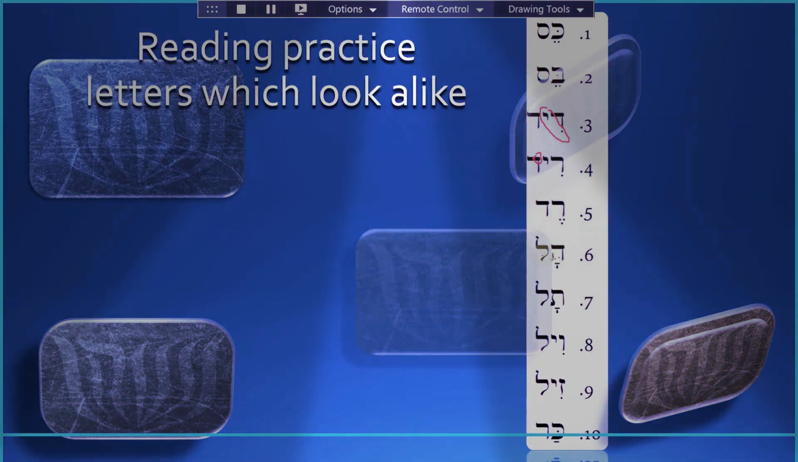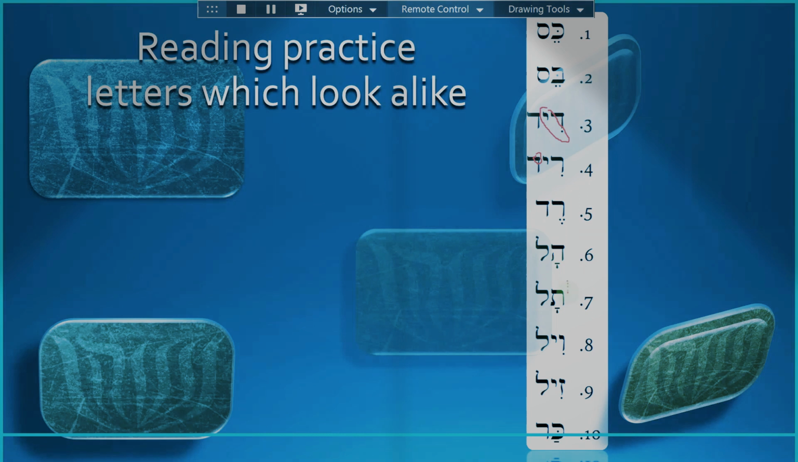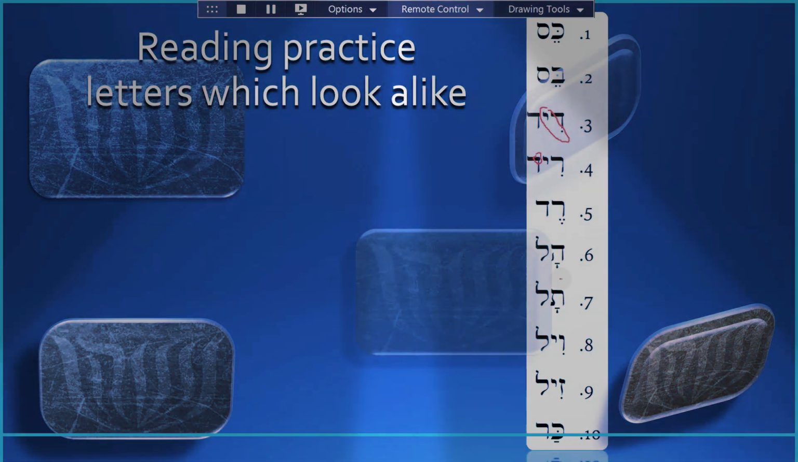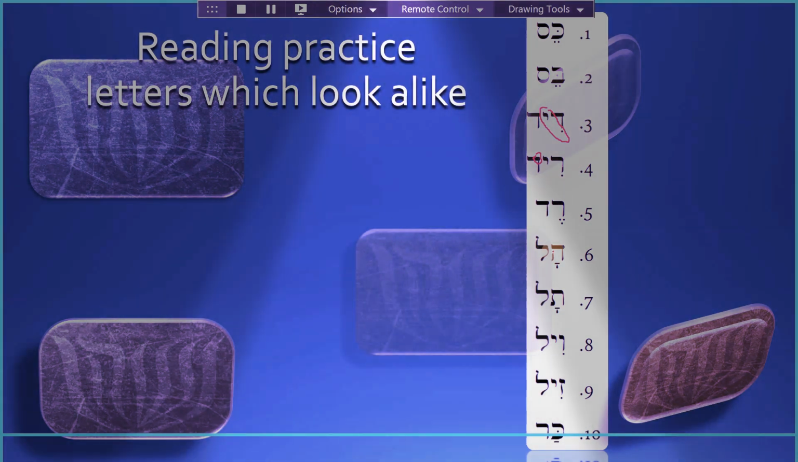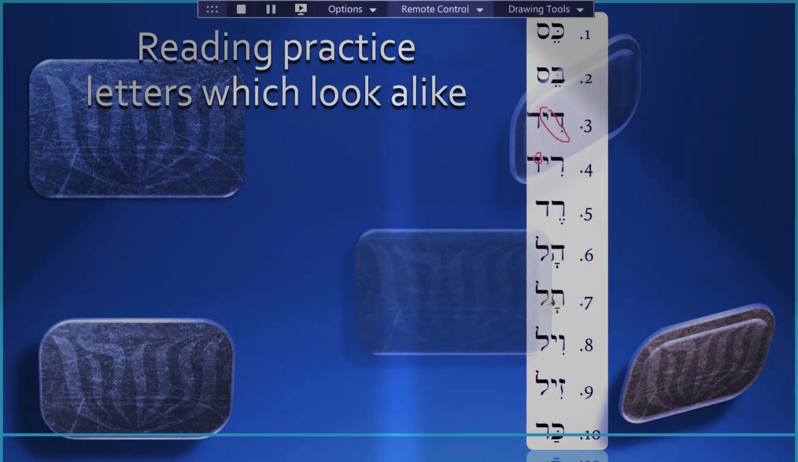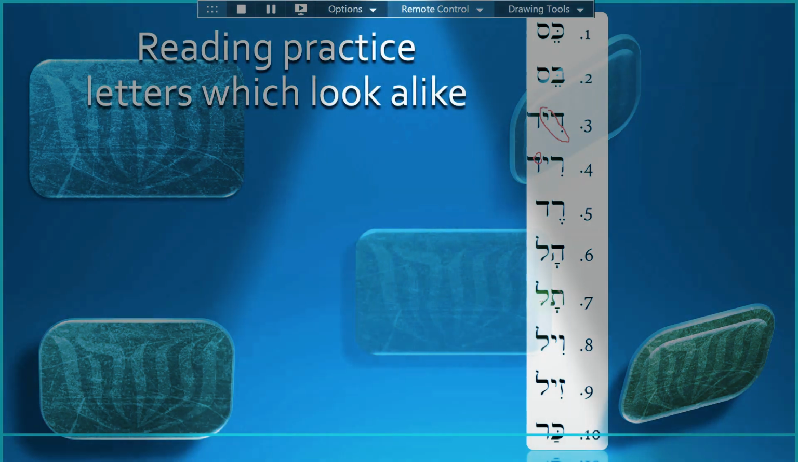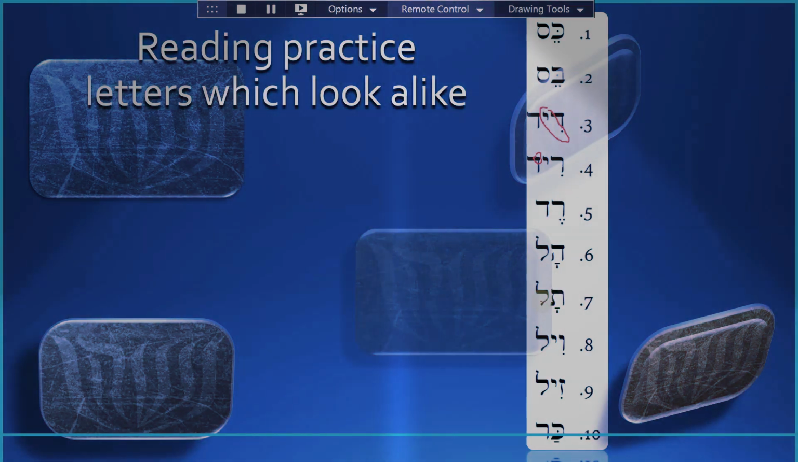Hull. Hull. And 6 and 7, they don't look that alike. But sometimes, if you're reading a handwritten scroll, this could be up a little bit higher. You could see maybe the tail end wasn't exaggerated enough. So this is tal. Tal. Like Neanderthal. Tal.